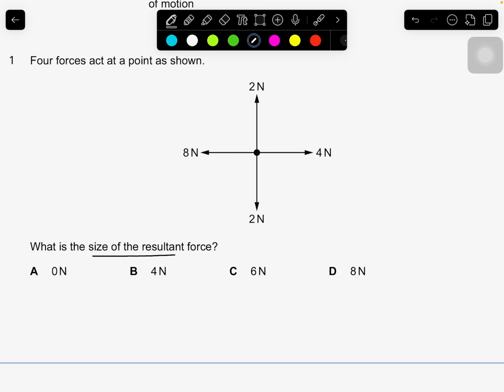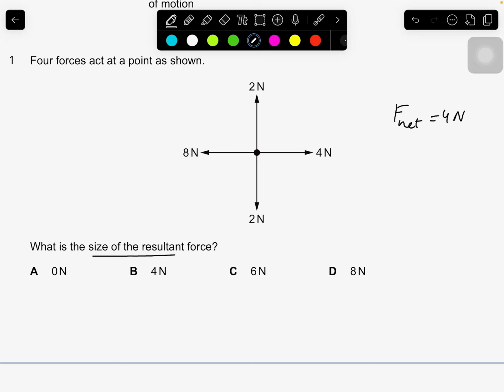We subtract. So up and down is the same, so they cancel out. 2 take away 2 is 0, so there is no net force in the vertical axes. In the horizontal axes, you have 8 newtons to the left and 4 newtons to the right. So it's going to be 8 take away 4, 4. So your net force is 4 newtons.